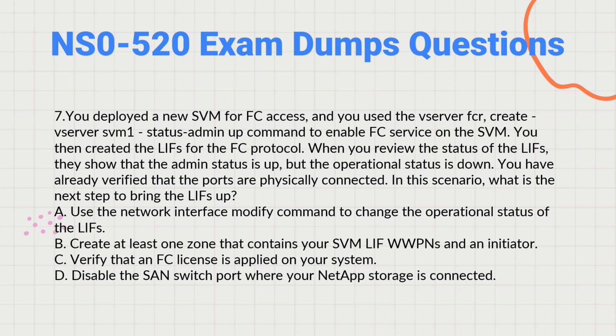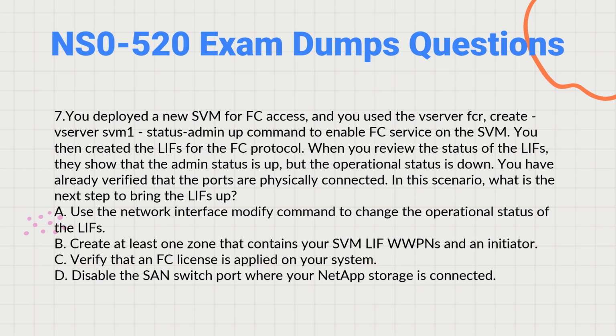7. You deployed a new SVM for FC access, and you use the vserver fcp create -vserver svm1 -status-admin up command to enable FC service on the SVM. You then created the LIFs for the FC protocol. When you review the status of the LIFs, they show that the admin status is up, but the operational status is down. You have already verified that the ports are physically connected. In this scenario, what is the next step to bring the LIFs up?